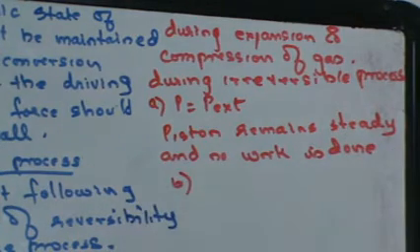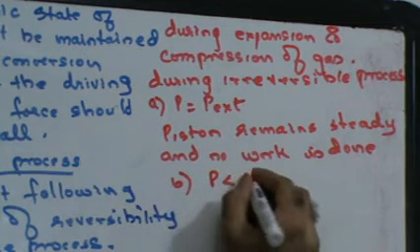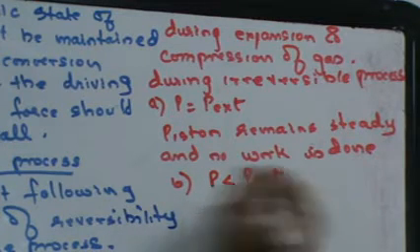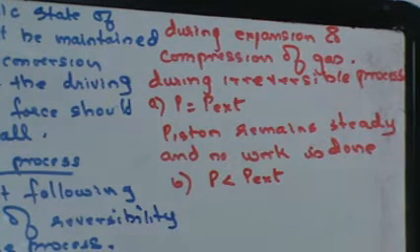Second condition, P is less than P external. That means the pressure exerted by the piston is greater than the pressure exerted by gas, as a result of which the piston will move downwards and there will be compression of gas, right? In which case I can say that surrounding will do work on the system, right? And since surrounding is doing work on the system, this work is going to be treated as negative work, right? Do we get this thing here?